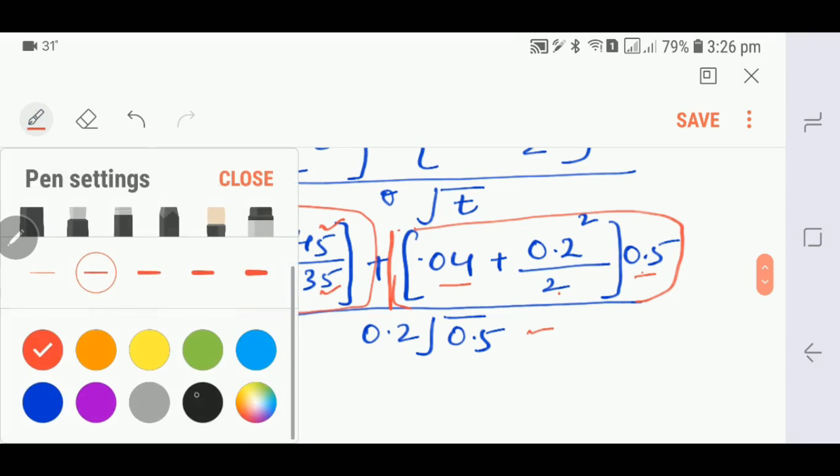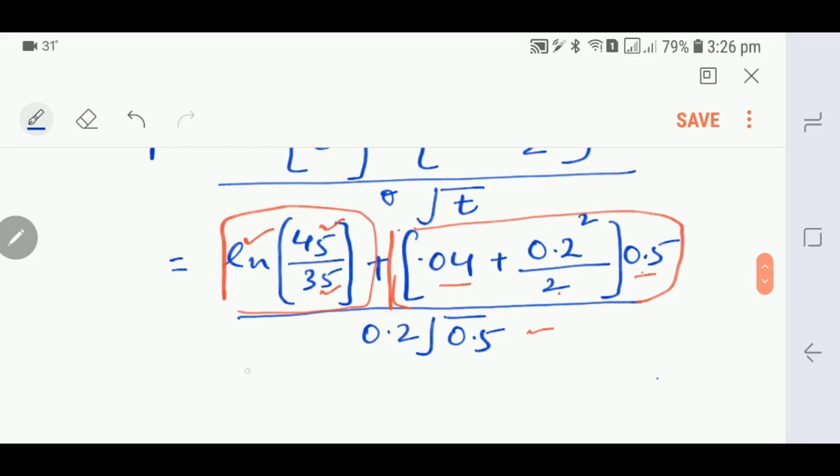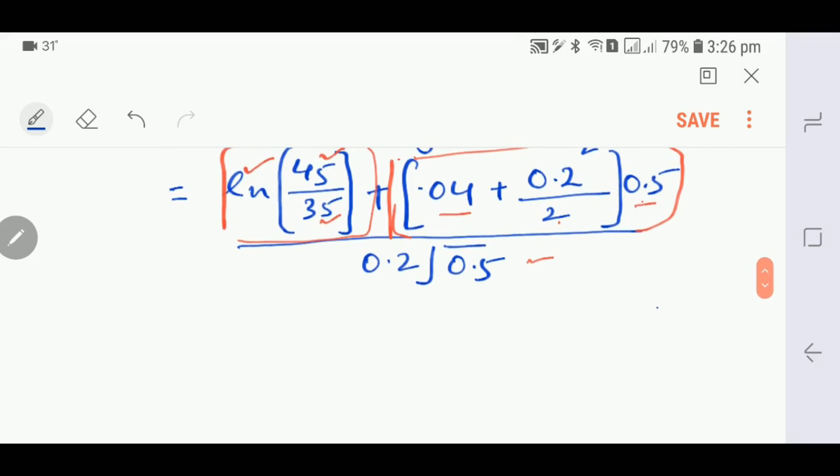So when we do this, the final result is going to be, and you can check it on your calculator, approximately 1.99, and we can round it off, so I can say approximately 2.